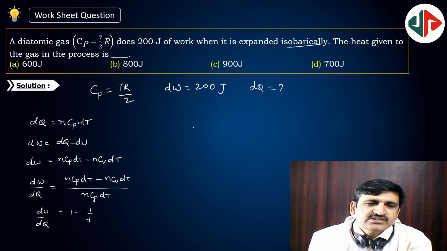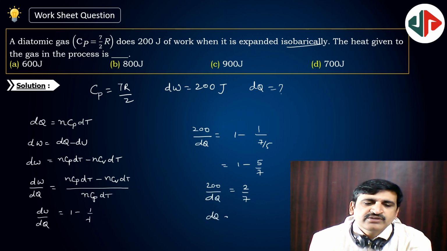Now dW is 200, dQ we have to find, and gamma is 7 by 5. So it will be 1 minus 5 by 7. This will be 2 by 7, equal to 200 by dQ. Cross multiplication, dQ equals 700.